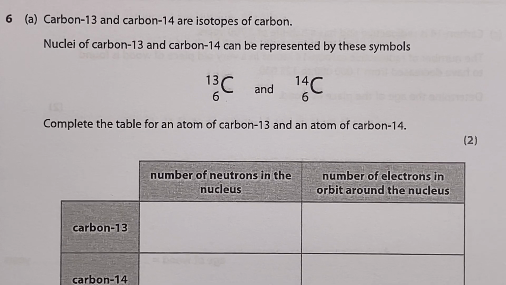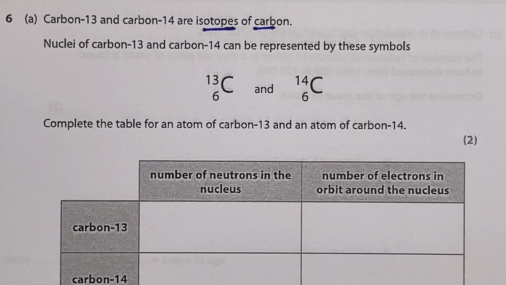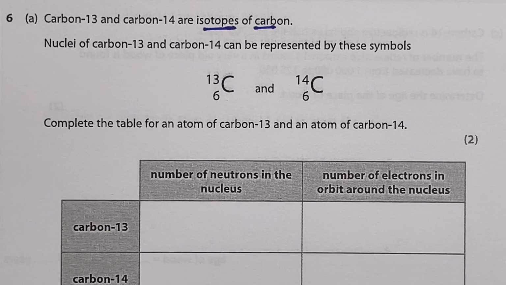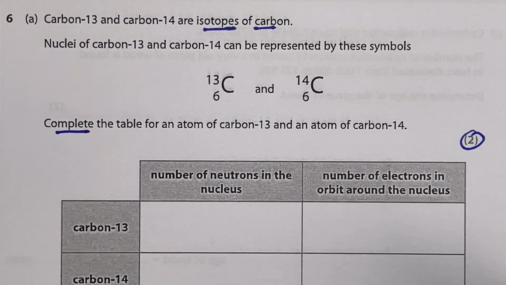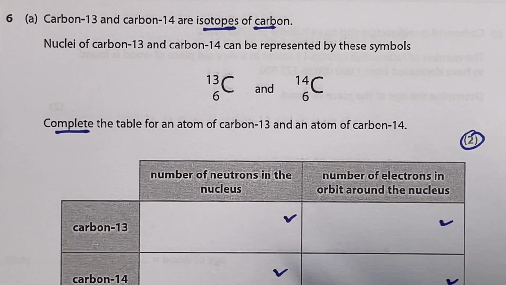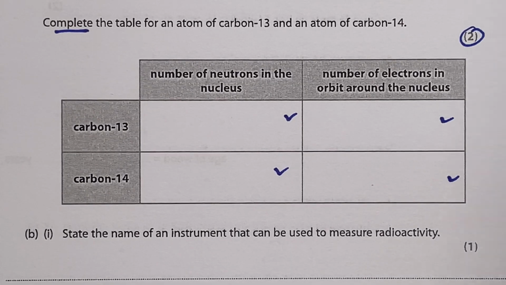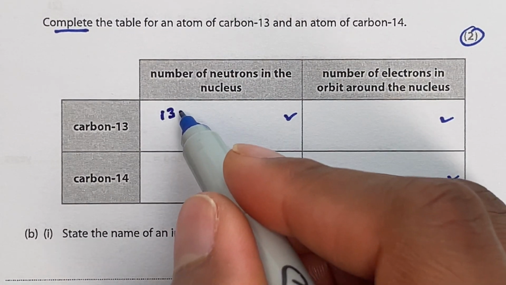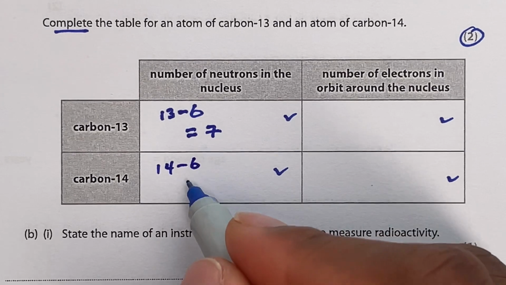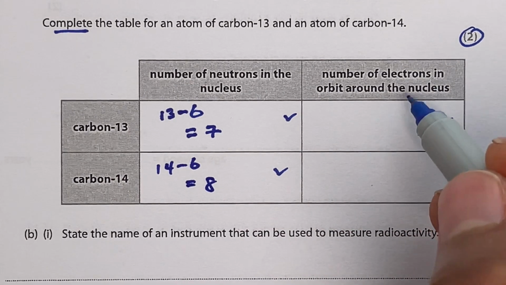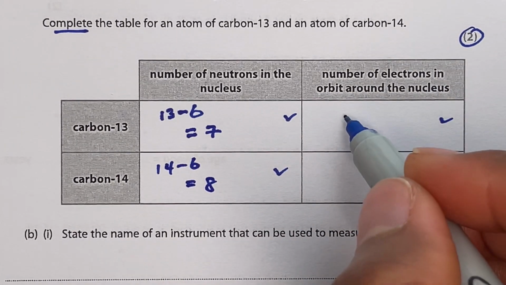Carbon 13 and carbon 14 are isotopes of carbon, which means that they have the same number of protons but a different number of neutrons. So the question says, complete the table for an atom of carbon 13 and an atom of carbon 14. For 2 marks, complete means that we need to write our answer inside the boxes, not outside the boxes. So carbon 13 would have neutrons: 13 minus 6, that would be 7. Carbon 14 would be 14 minus 6, that would be 8. The number of electrons is the same as the number of protons, so this would be 6.